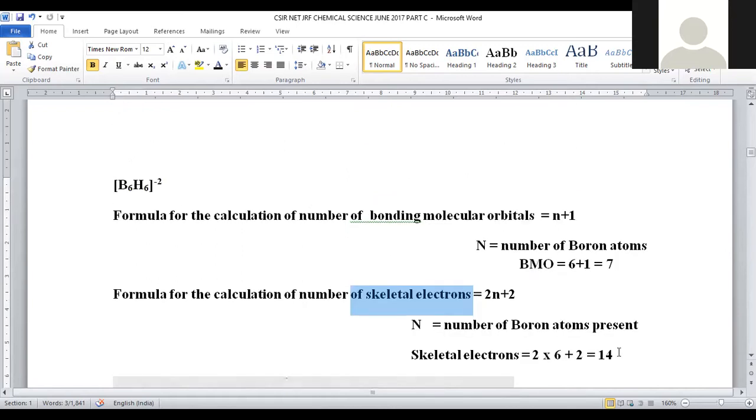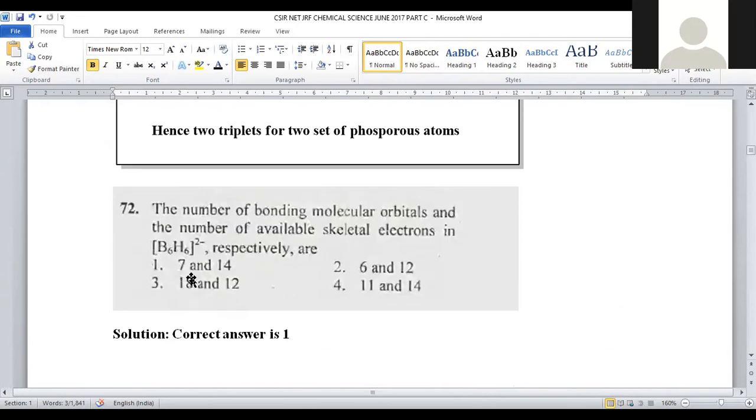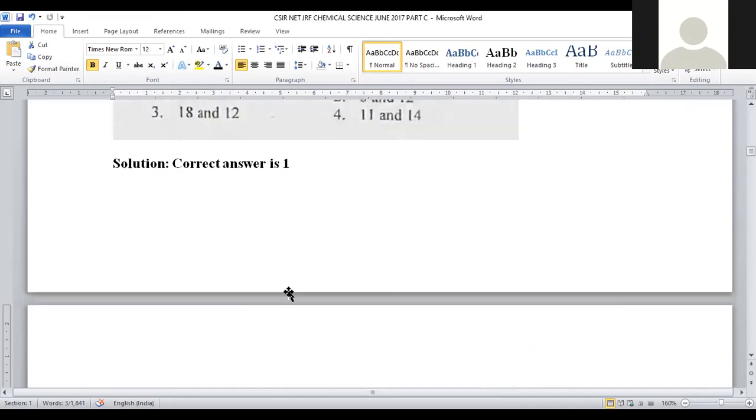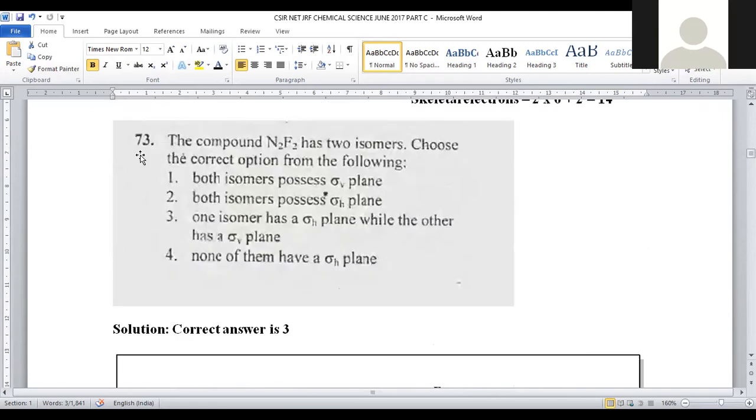So 14 will be the skeletal electron count. So 7 bonding molecular orbitals and 14 skeletal electrons will be there. Hence, option number 1 will be the right answer for question number 72. Let us move on to question number 73.